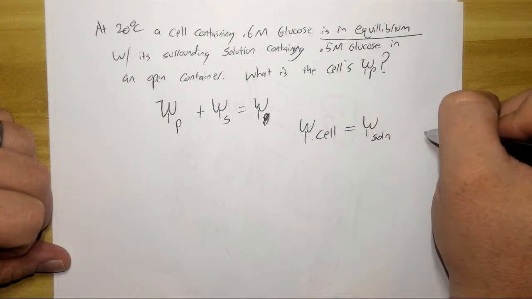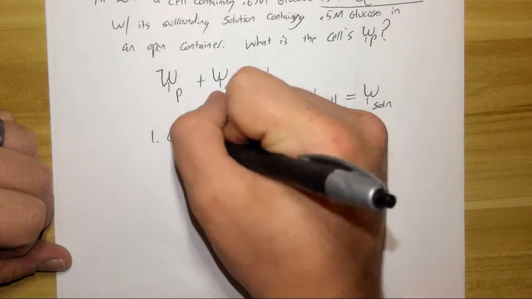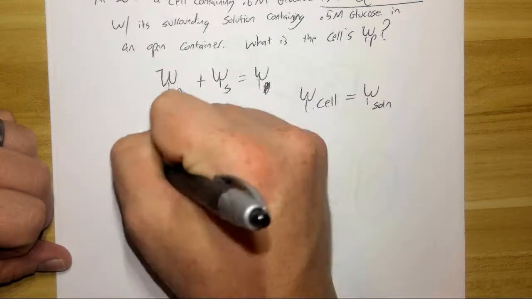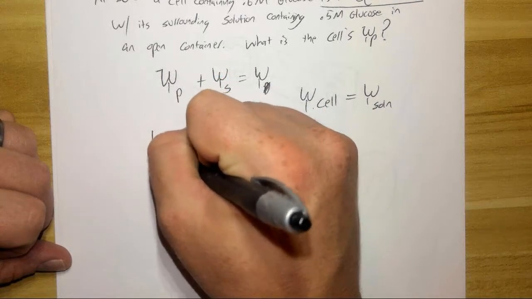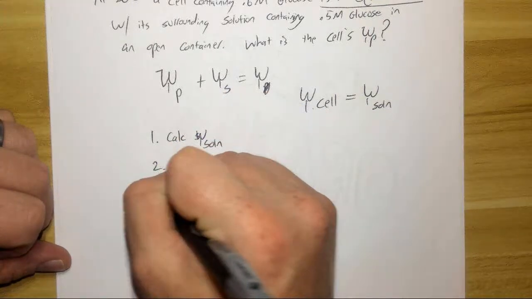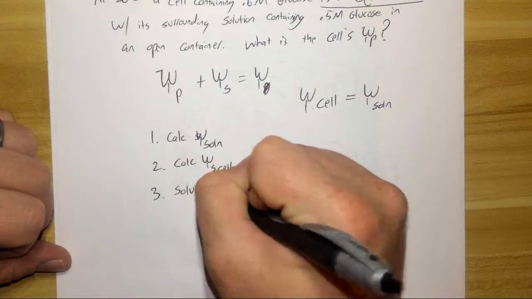So what we need to do is first calculate the water potential of the solution. Second, we need to calculate the solute potential of the cell. And third, we have to then solve for pressure potential.